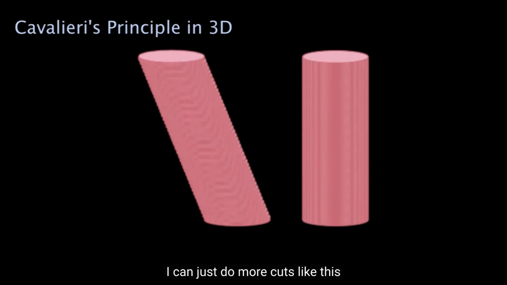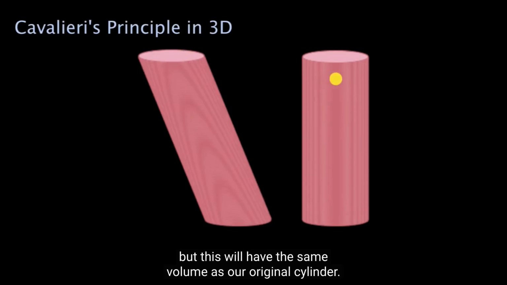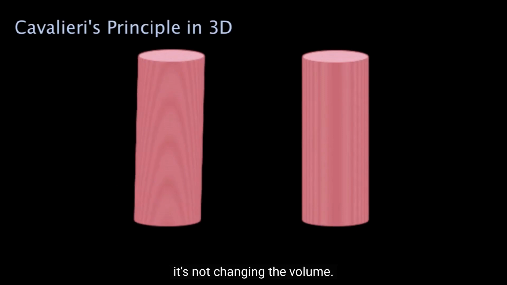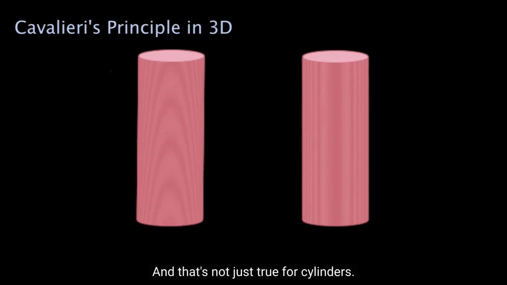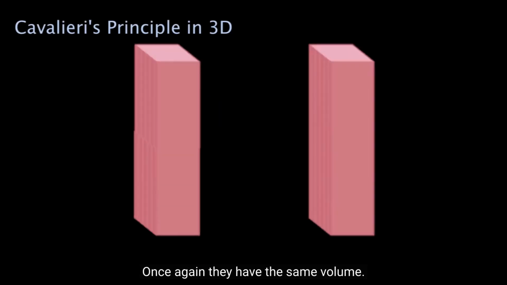I can just do more cuts like this, and you can see that I have, you could say, a more continuous looking skewed cylinder, but this will have the same volume as our original cylinder. When I shift it around like this, it's not changing the volume. And that's not just true for cylinders. I could do the exact same argument with some form of a prism. Once again, they have the same volume.